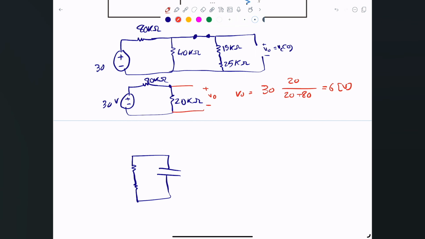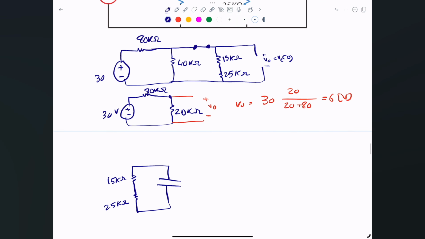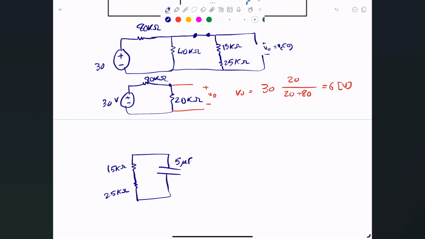So we have 15 kilo ohms and 25 kilo ohms, and we have the C in here, which happens to be 5 microfarads. That's basically the C. And from here to here is Vc of t. That's what we're looking for. Eventually we'll figure out, with negative plus, that will be Vx of t.